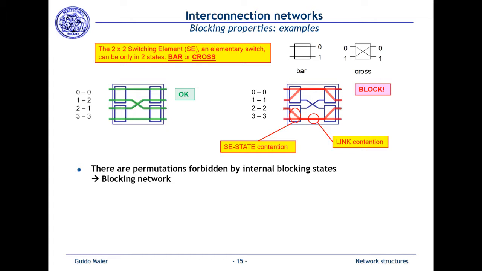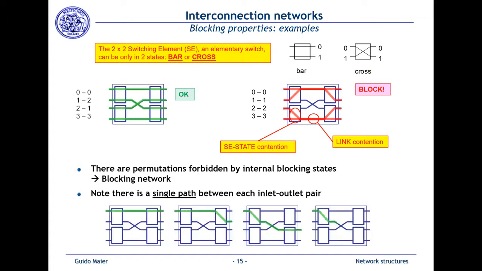Because there are permutations that are forbidden, this is already a sufficient proof of blockingness. We can notice an interesting fact, that there is a single path from each inlet to each outlet. So we have reachability, accessibility, so it's possible to go from any inlet to any outlet, but we can go only by using a single path. So we have no alternative on routing in this network. So what can we do in order to improve it?